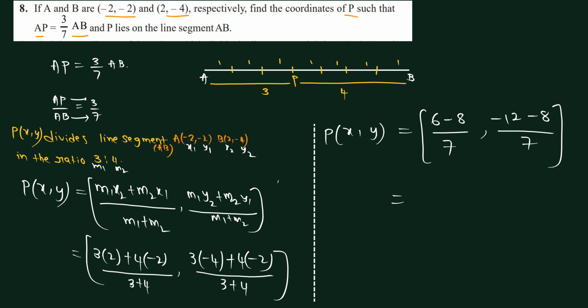Can you say what is 6 minus 8? Here one is plus, the other one is minus. Is 6 minus 8 plus 2 or minus 2? Minus 2. Why minus 2? Here the bigger value has a negative sign, so you have to take the negative value. Minus 2 by 7. If both have the same signs, you have to add. So both have negative signs. So -12 -8 is how much? -20. -20 by 7. So this is your point: (-2/7, -20/7). These are the coordinates of P. Okay. Note this down.